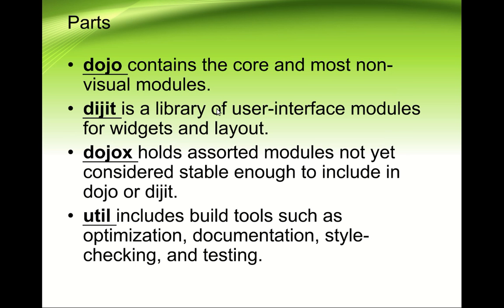Okay, so Dojo is divided in four different parts. The first one is Dojo, that contains the core. Basically, it contains require and stuff like that. And Dijit is the package that contains all the widgets and all the layouts.